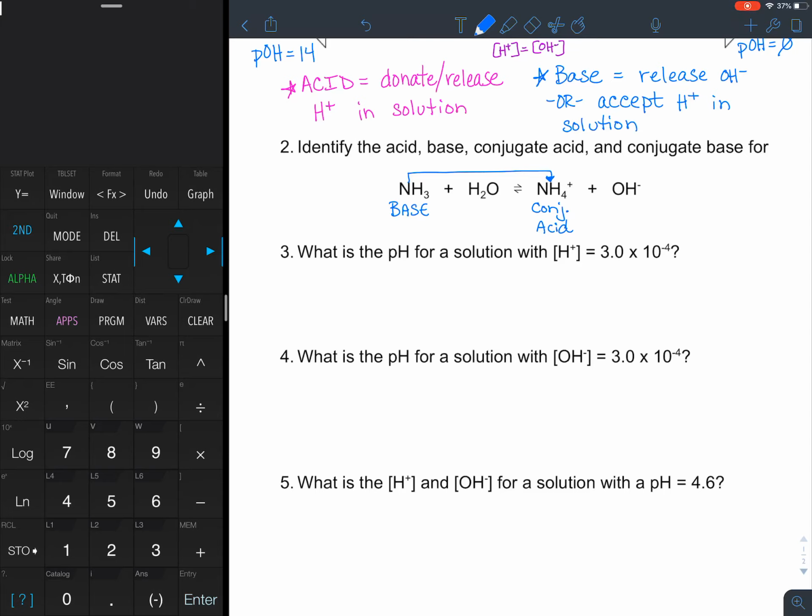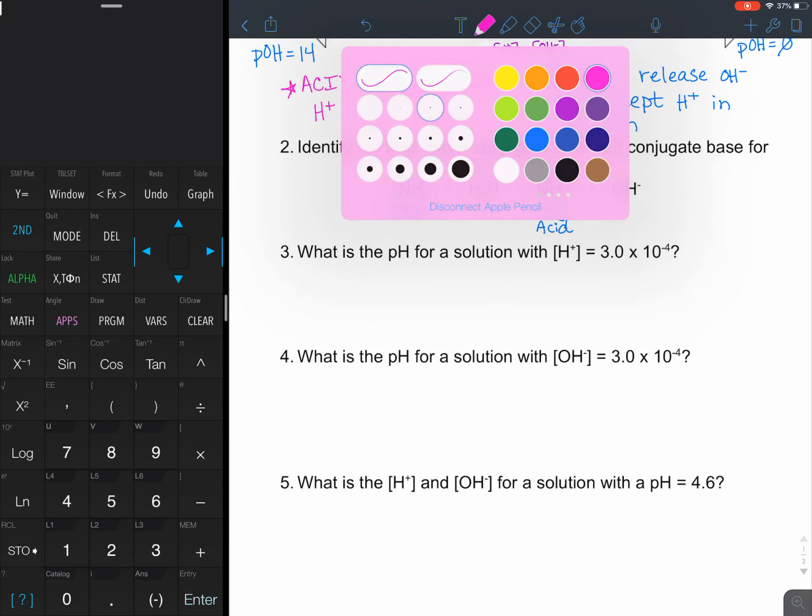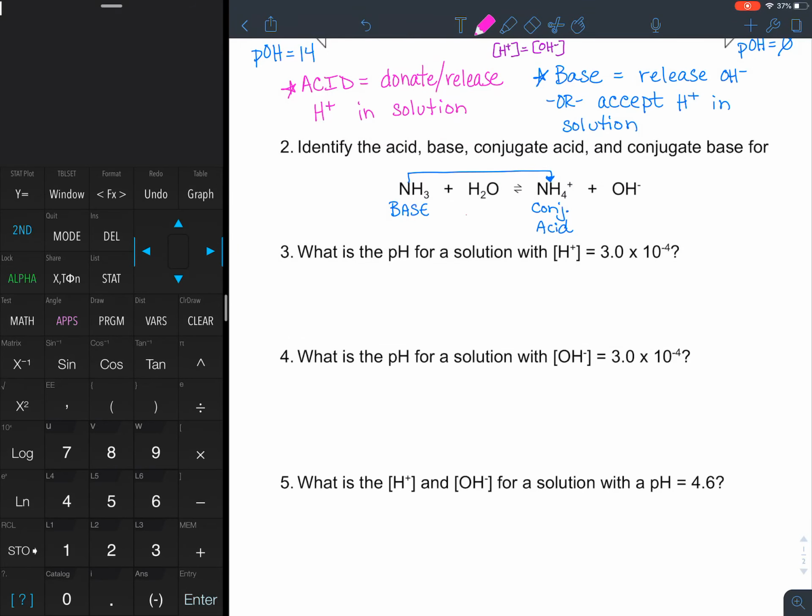Once we identify that ammonia is the base, we can assume that the other one would be the acid. So this H2O is an acid, and you have to be careful because water is able to act as either an acid or a base. But in this particular situation, H2O on the other side becomes OH minus, which means it has released or lost a hydrogen in this solution, and that makes this the conjugate base.